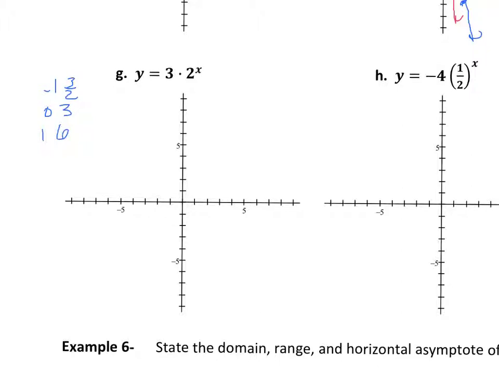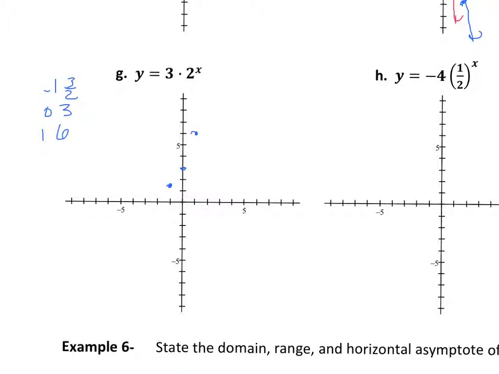Wait, hold on, redo that. All that 3 does is take your Y values and times them by 3. Any number out in front like that, once you plug X in, just times it by that number, and that'll give you your new Y values. So I'm at negative 1 and 1 1/2. I'm at 0 and 3, and I'm at 1 and 6.